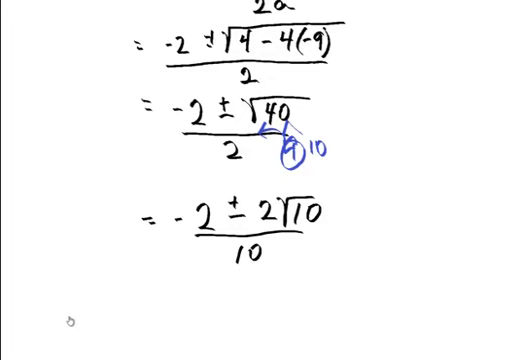Why did I write a 10? Get rid of that thing. Okay, over 2, like I said. Then everybody contains a 2. So 1, 1, 1. Yay! Minus 1 plus or minus the square root of 10.